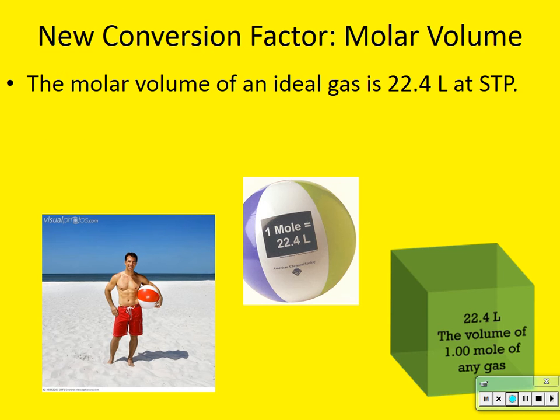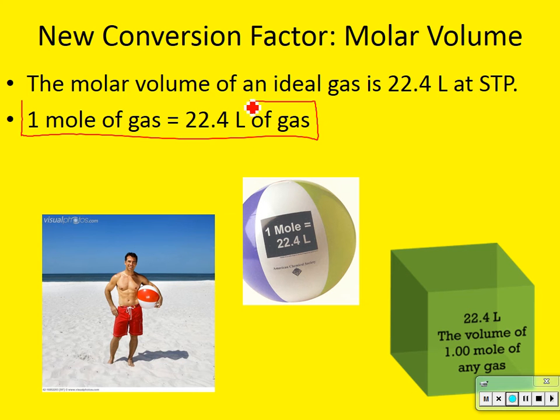Okay, so we have a new conversion factor. The molar volume of an ideal gas is 22.4 liters at STP. So here is our new conversion factor. Please make sure you make note of this. It's in the guided notes. 1 mole of any gas. It might be oxygen, it might be nitrogen, it could be carbon dioxide. 1 mole of any gas at STP is equal to 22.4 liters.